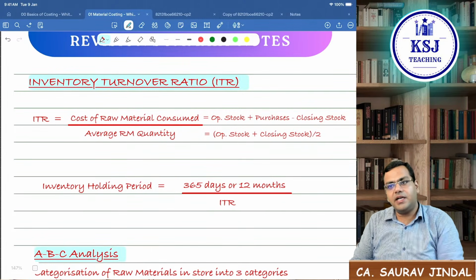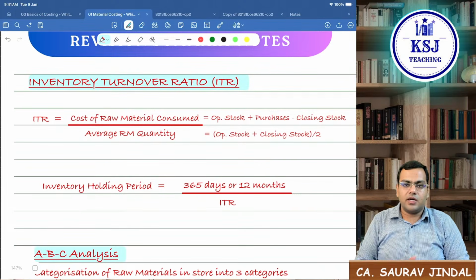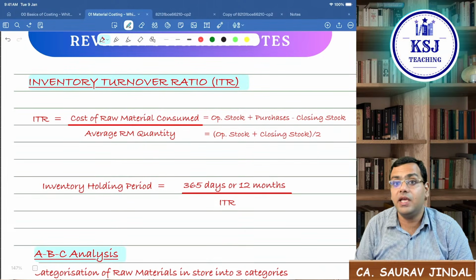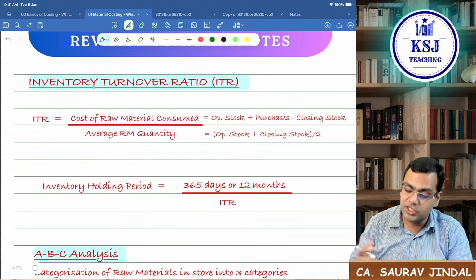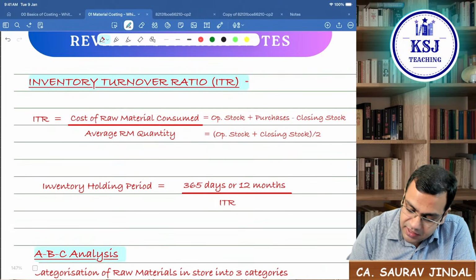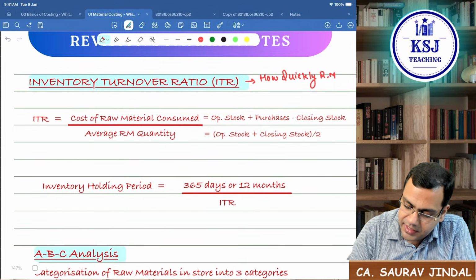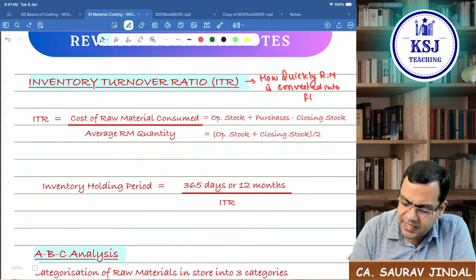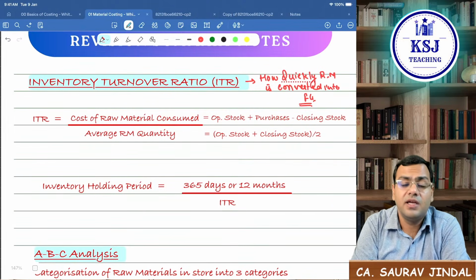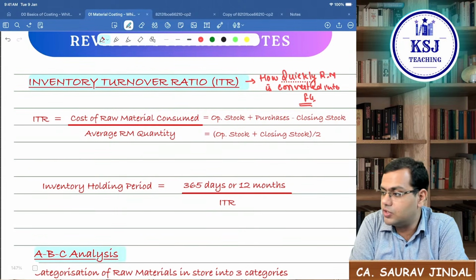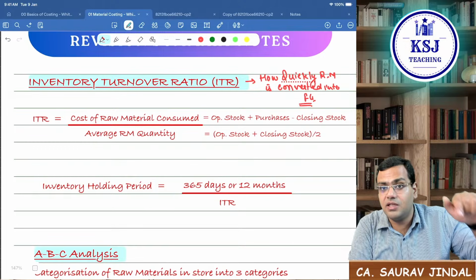Now, inventory turnover ratio topic says what? This topic is about how quickly you are converting your raw material into finished goods. In simple words, how quickly raw material is converted into finished goods. Sir, why is it important to know how quickly we are converting our raw material into finished goods? It is important to know that. Why? Because there is a certain amount which is invested in the raw material.